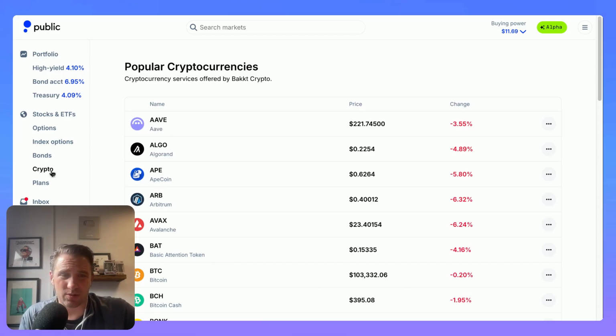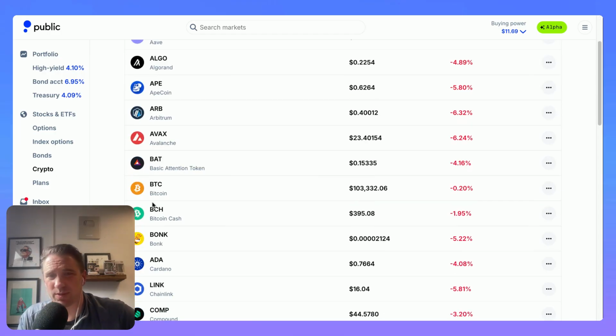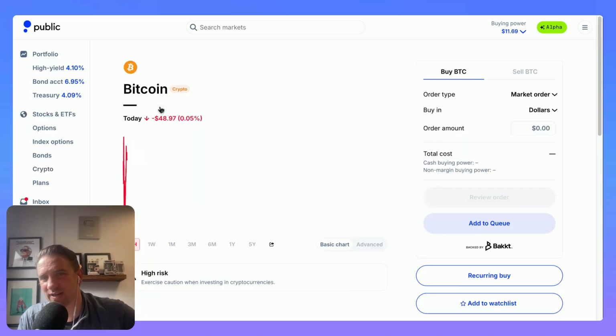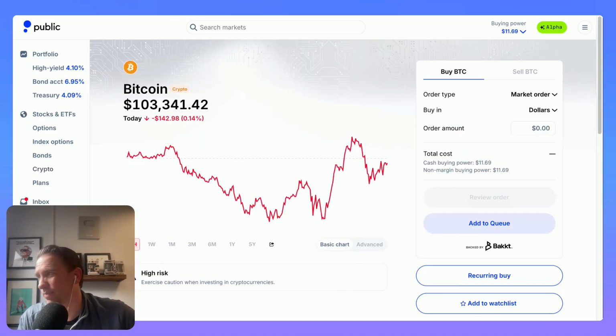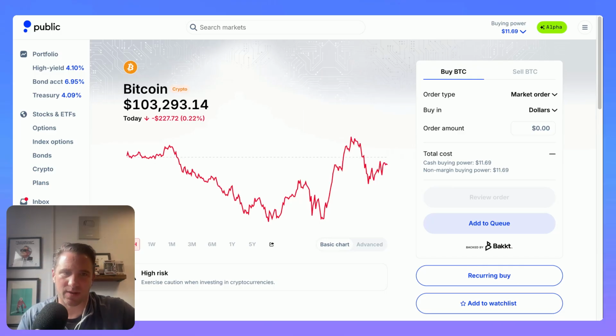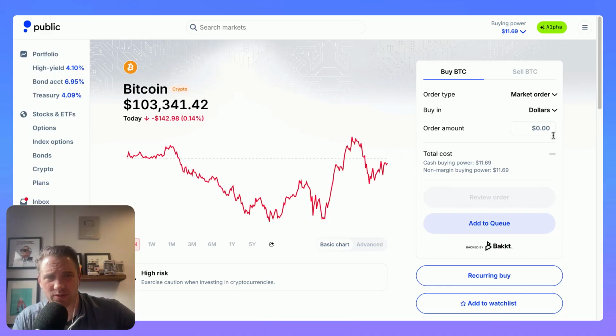If you're interested in crypto, ladies and gentlemen, you've got crypto on Public too. You can just do it all. So if I click Bitcoin, I'm now on the Bitcoin chart. Now this is the same thing, not the same thing, but there's some similarity here, that you can buy and trade crypto. Here's your order panel here.